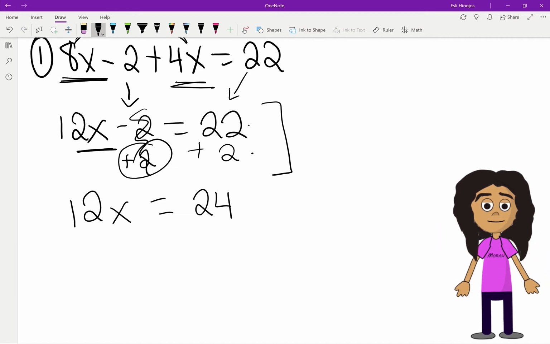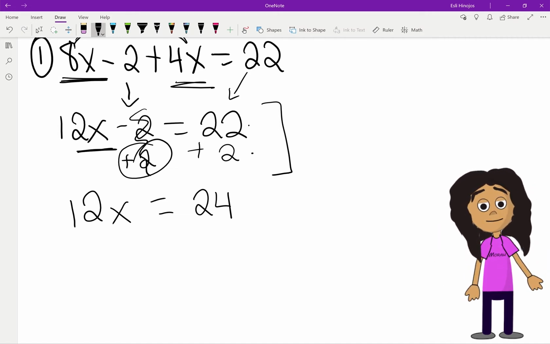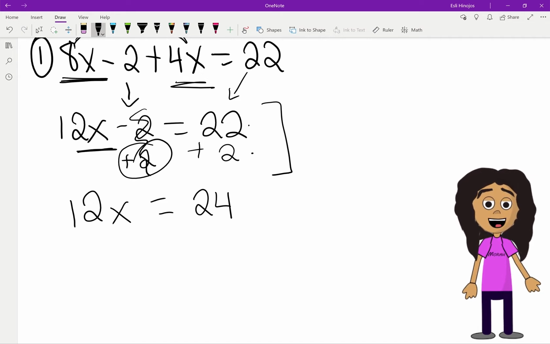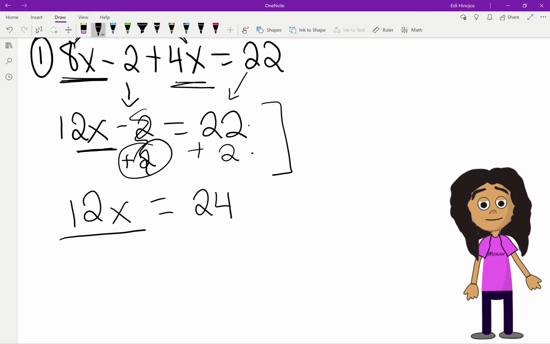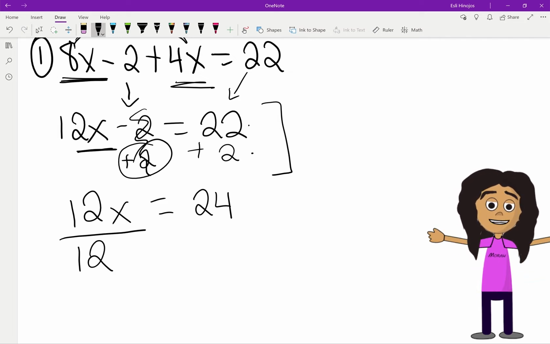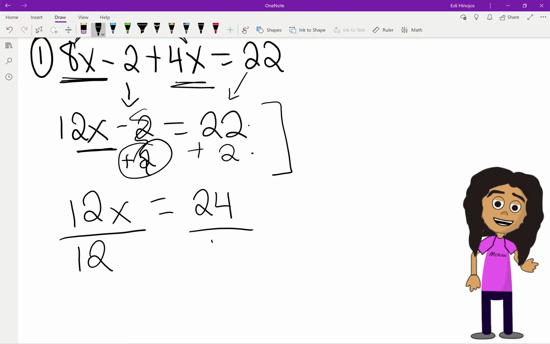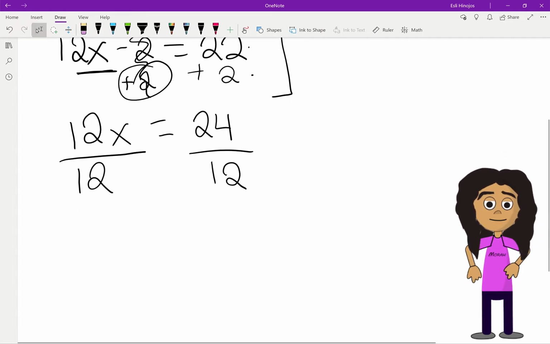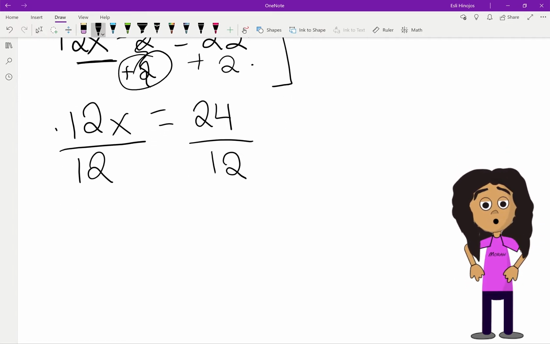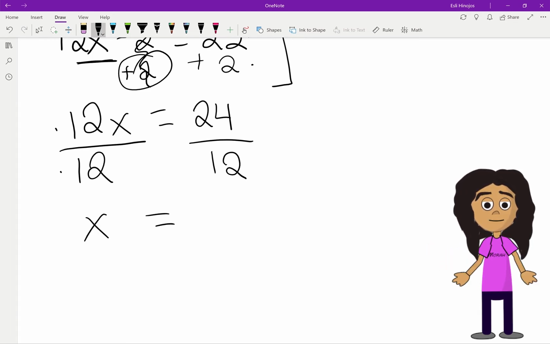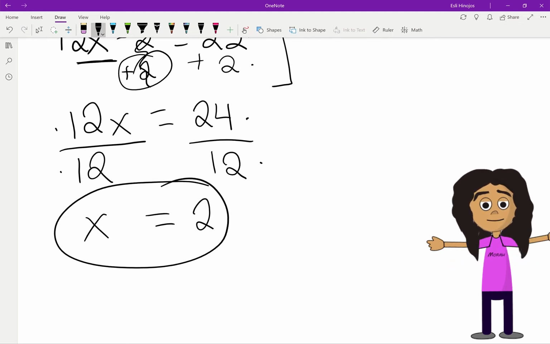In order to find what x equals, we're going to get rid of that 12. In order to get rid of that 12, we're going to divide the 12 out of it. So whatever you do to one side, you do to the other side. So now we have 12 divided by 12 is just 1. So essentially we can just write it as x equals 24 divided by 12 equals 2. And that's our answer. Yay!